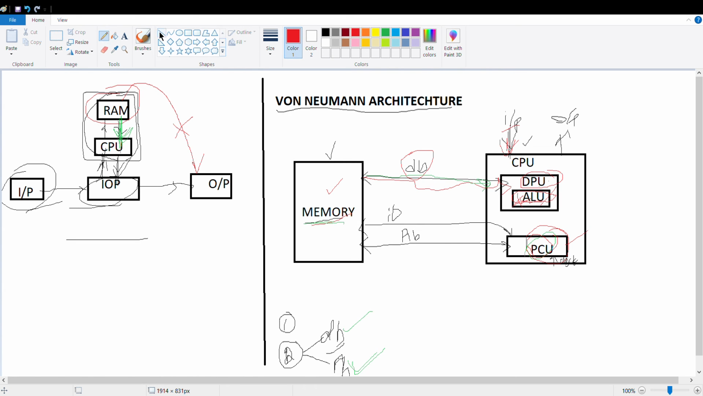but there is something we have to draw. I have to explain this, so I haven't drawn it previously. There will be two things that happen between the arithmetic logic unit and the program control unit. What is that? From the arithmetic logic unit, the information will be sent to the program control unit, that is known as status.